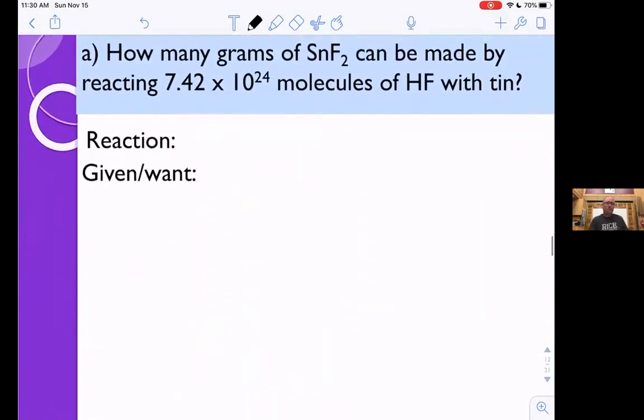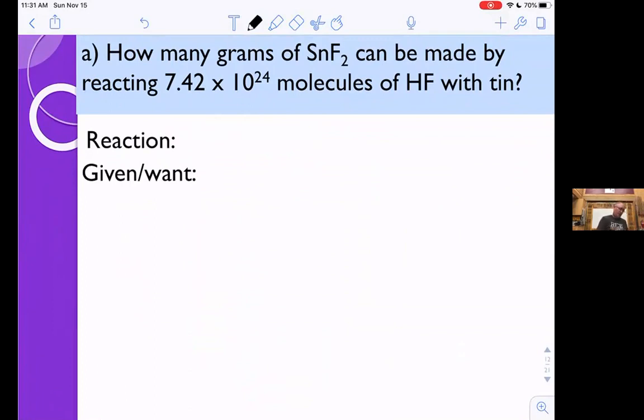Here's another one for you. How many grams of tin(II) fluoride, or stannous fluoride, can be made by reacting 7.42 times 10 to the 24 molecules of HF, hydrofluoric acid, with tin? So the first thing we would need to do is write our balanced equation. So I'm going to go ahead and do that for you.